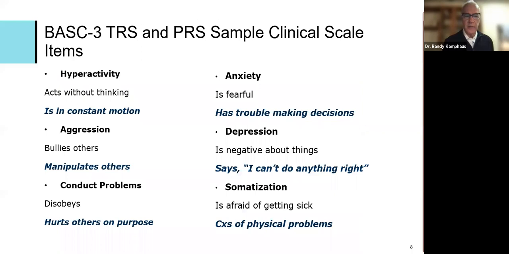So these are some sample items, and it's one of the reasons why these slides are not distributed widely, because we don't want these items to go public, because that could skew the results. So these are teacher rating scale and parent rating scale clinical scale sample items. And what you'll notice is that in effect, whether it's a clinical scale, an adaptive scale, or a content scale, content validity is crucial for the construction of the scale and the interpretation of the scale. Because if we have items on these scales that are there for empirical reasons only and may not have relevant content, that will make it difficult to interpret those scales.